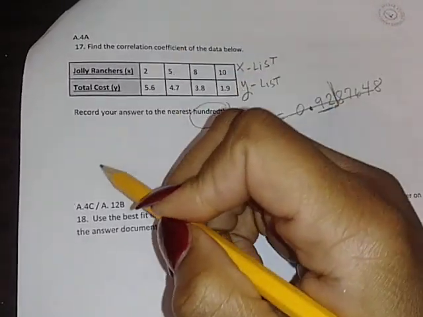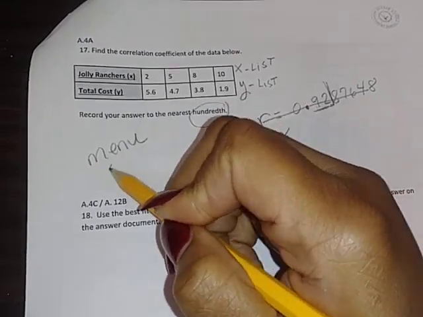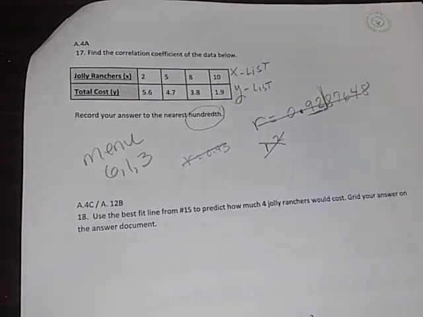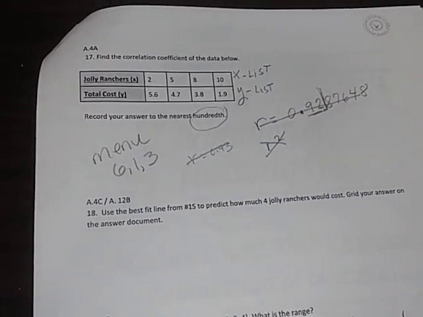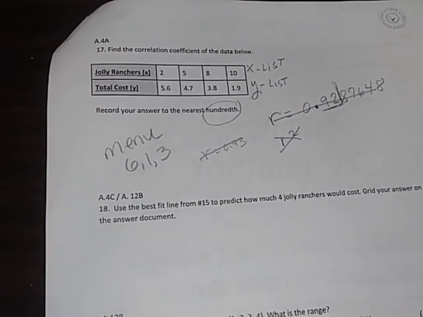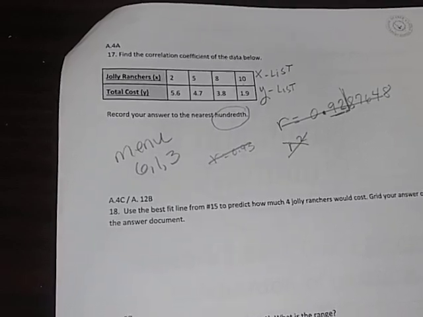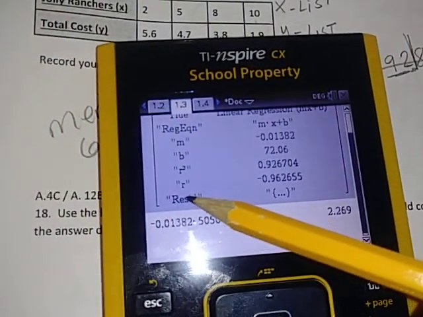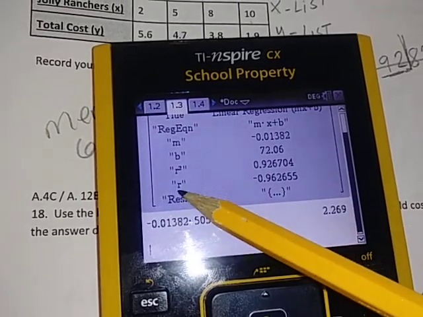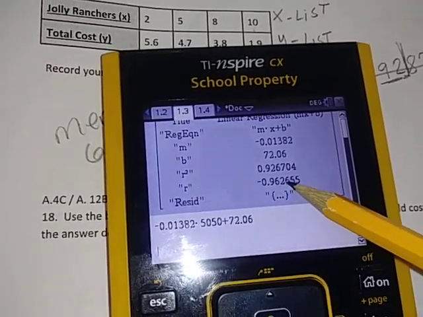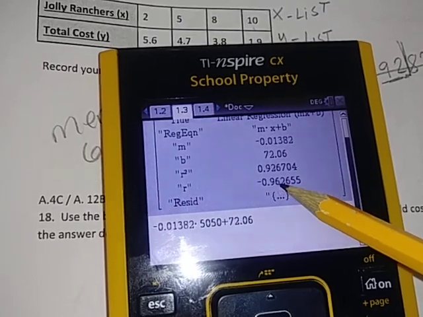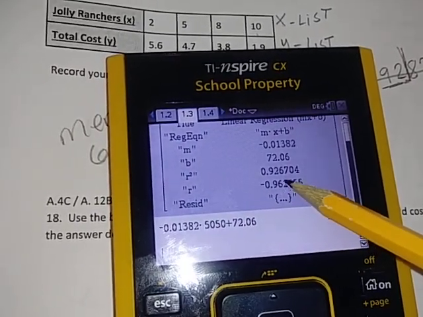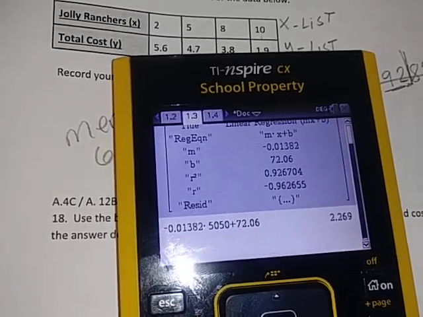You have to put it into the calculator, use the code menu 613, and get R. One more time, where is R? Once you do your regression, R is right at the very bottom, not here, but here. And so if I were to round this one, the answer would be negative 0.96 because the 2 is below 5.